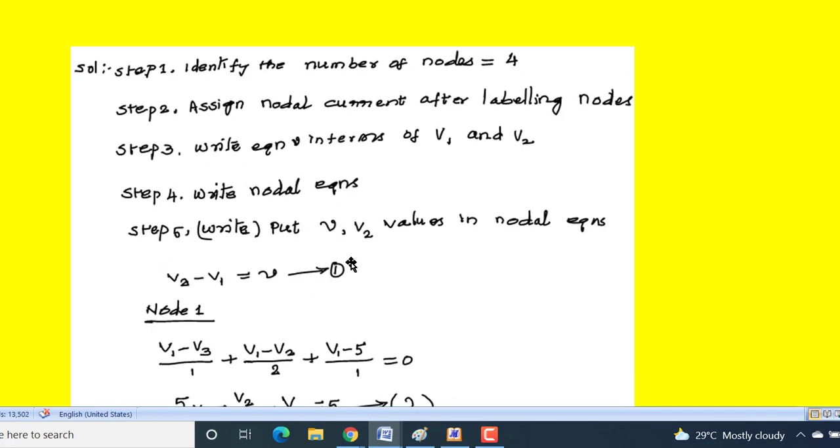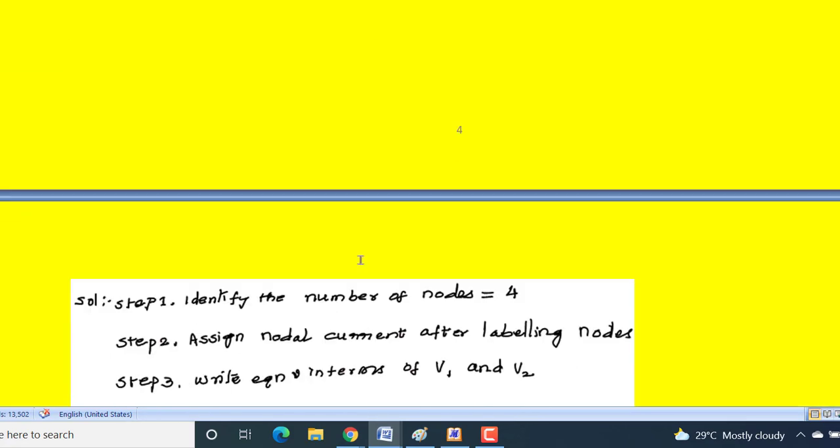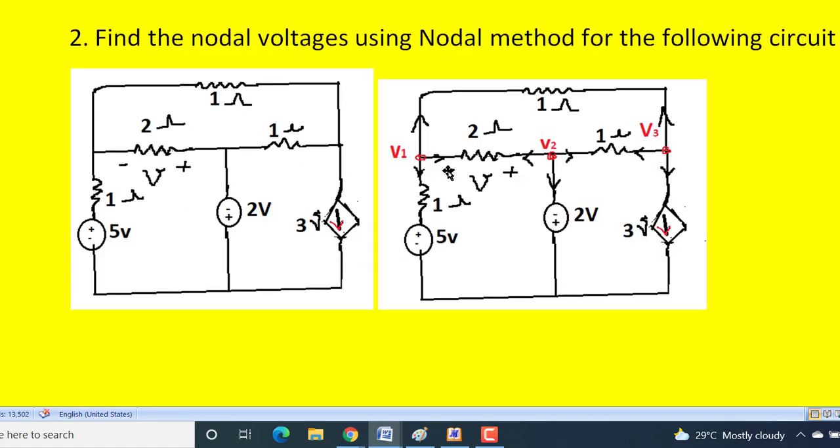Next, if you look at this diagram, we have assigned all the nodes. There are 1, 2, 3, 4 nodes. This is the reference node, so it is at ground potential. Whereas this is node 1, this is node 2, node 3. Node 1 will have the voltage called V1, node 2 will have V2, and node 3 will have V3. And the currents flowing from V1 are outwards like this. One flows like this, the other flows like this, the other flows like this.